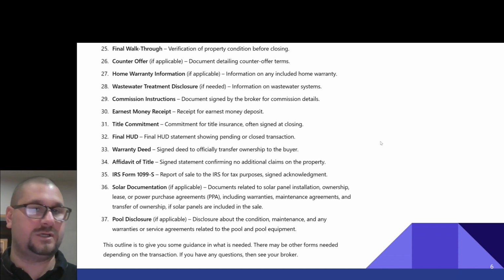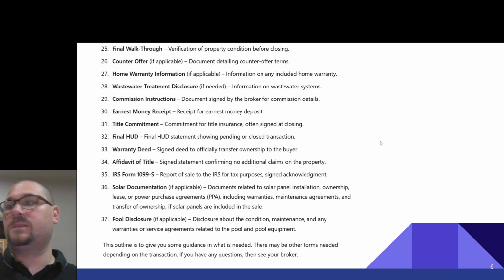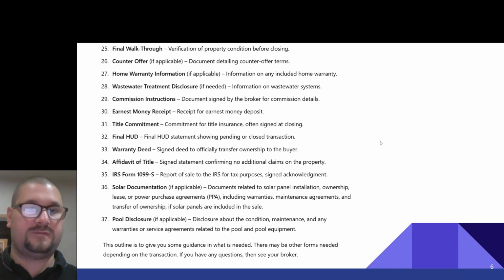You have the final HUD, right? Final HUD is a statement showing pending or a closed transaction, usually is given by the title company. Warranty deed, it's a signed deed to officially transfer ownership to the buyer. Affidavit of title, it's going to be a signed statement confirming no additional claims on the property. IRS Form 1099-S, it's a report of sale to the IRS for tax purposes. Signed, acknowledged. Again, usually one of these documents is usually from the title company.